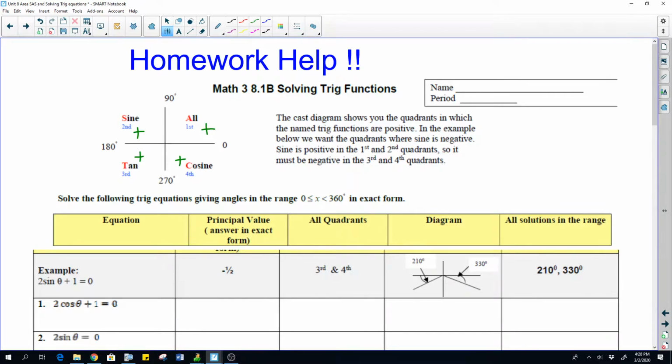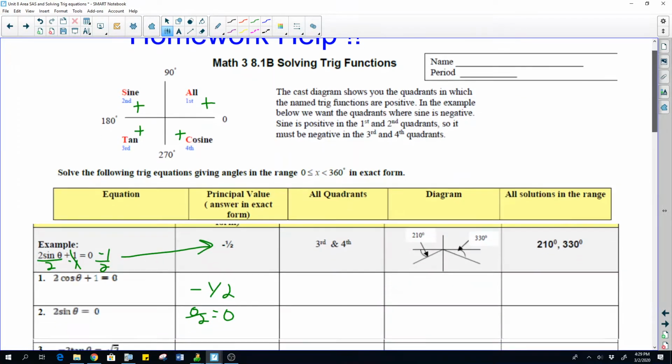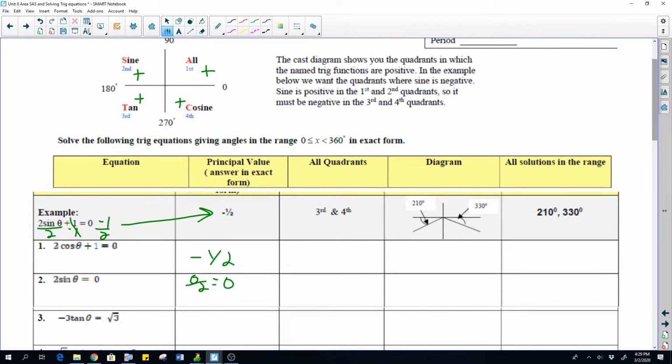And so for example, let's walk you through it. They took 2 sine theta plus 1. They went ahead and subtracted 1 to the other side. And then to get that 2 to the other side, they divided by 2. And so that's how they got -1/2. So that's the same thing that's going to happen down here with number 1. And over here is going to be 0, just divide by 2. So you get 0. Cool. So helping you out there. Okay, then they want you to look at the quadrants and decide where that is.